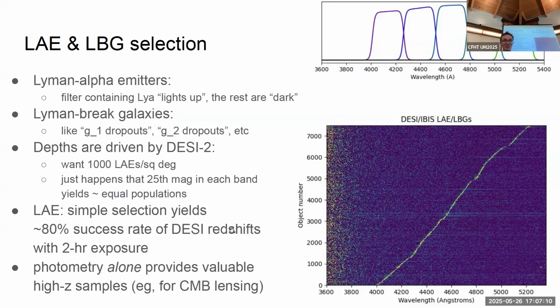And one of the nice things from this sample is that just the photometry, because you basically get coarse redshift information, is really valuable for doing cosmological cross-correlation samples. So for example, you can do CMB lensing tomography just with the photometric sample. So I think there's a lot of value generally in this imaging data set.